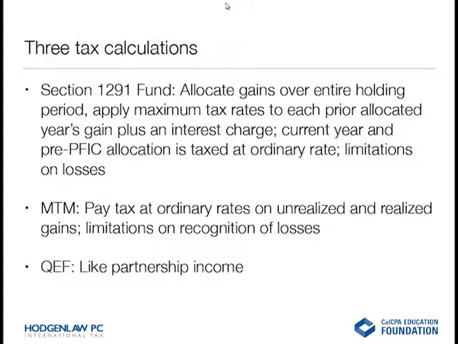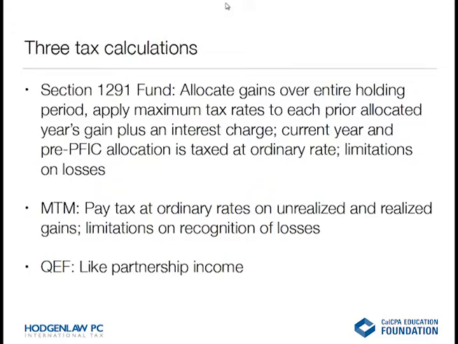The way these are calculated, we don't really need to spend much time on the default or the QEF, so we're going to kind of just summarize that. For the default method, this is where you would have a Section 1291 fund. That's what it's called when you have a mutual fund under that method. You would allocate your gains over the entire holding period, apply maximum tax rates to each allocated period, compute interest on top of that, and your current year amounts that you allocated to the current year are taxed at ordinary rates, and there's limitations on losses. Again, we're not going to spend any time on that, really. That's just sort of a summary. Mark-to-market, you're going to be paying tax at ordinary rates on unrealized and realized gains, and there are limitations on recognition of losses. And the QEF is going to work sort of similarly to partnership income.